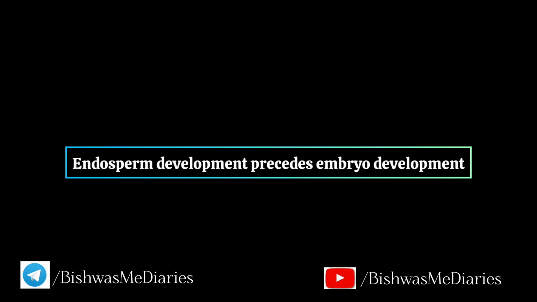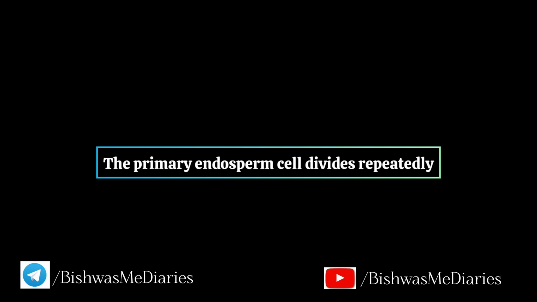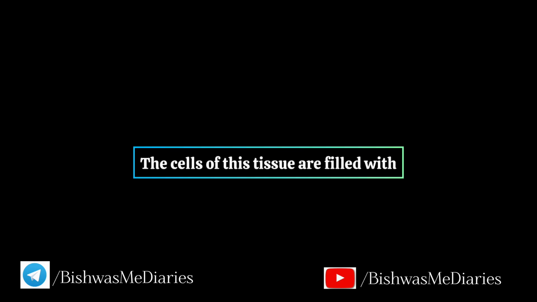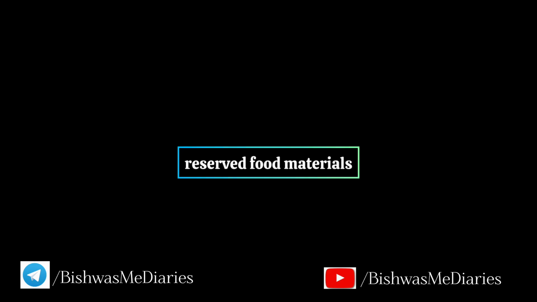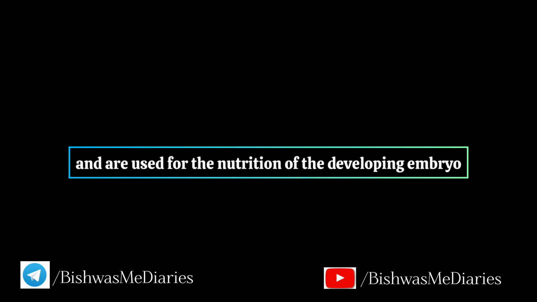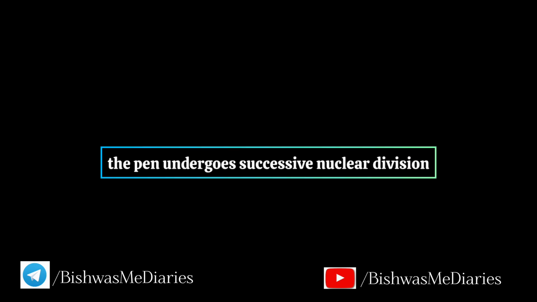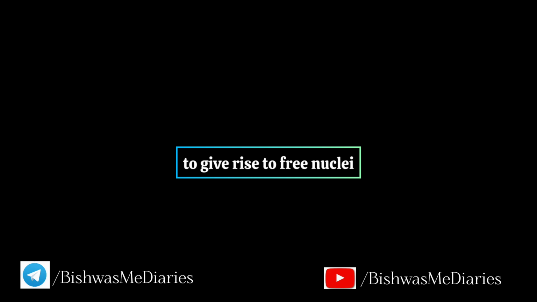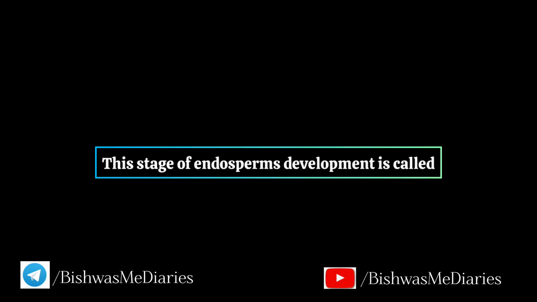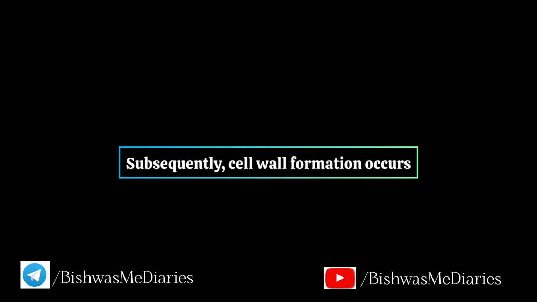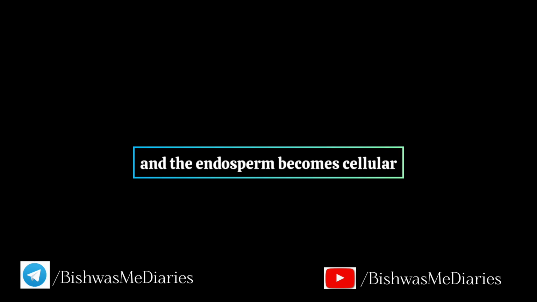Endosperm development precedes embryo development. Why? The primary endosperm cell divides repeatedly and forms a triploid endosperm tissue. The cells of this tissue are filled with reserve food materials and are used for the nutrition of the developing embryo. In the most common type of endosperm development, the PEN undergoes successive nuclear division to give rise to free nuclei. This stage of endosperm development is called free nuclear endosperm. Subsequently, cell wall formation occurs and the endosperm becomes cellular.